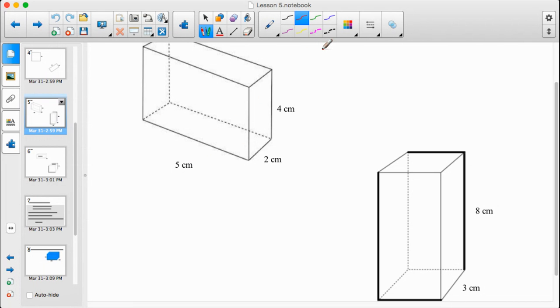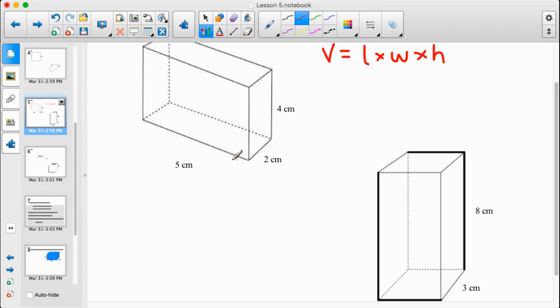So I always like to start by being official and writing my formula for volume. I know that volume is length times width. It looks like the area formula so far, but there's one more, times height. So now I can go ahead and plug in my numbers.